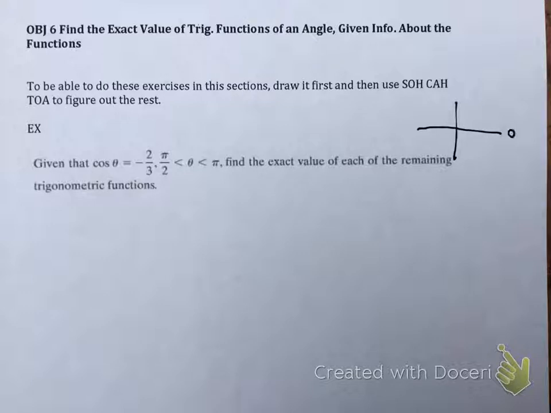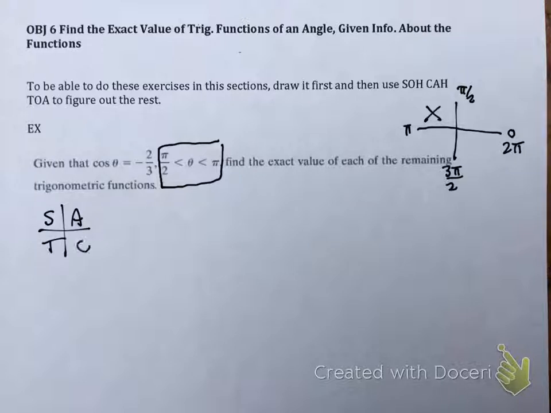Okay, so here's 0, here's pi over 2, here's pi, and here's 3 pi over 2, and then back up to 2 pi. So I've got to figure out which quadrant I'm in. Theta is in between pi over 2 and pi. So I'm in quadrant 2. Now I can use all students take calc. Remember, only sine and its reciprocal function cosecant are positive in quadrant 2. Okay, so let's go ahead and draw out the triangle and go from there.